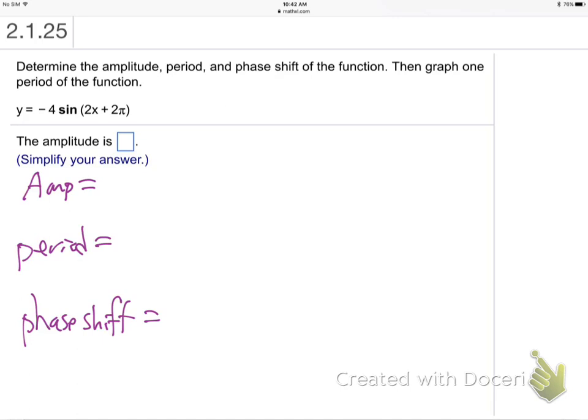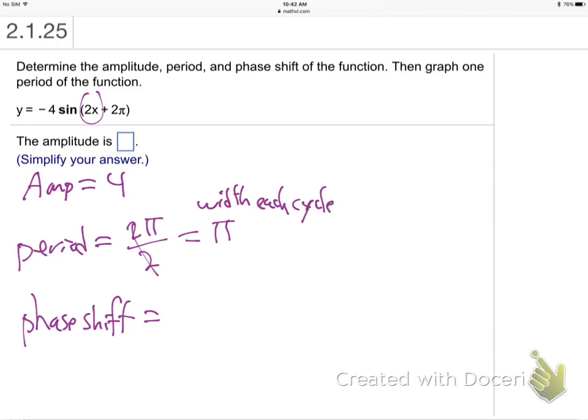All right, what's the amplitude? 4. Yeah, 4. You just give the positive versions. Period. So it's 2 pi over whatever's multiplied next to x, over 2. Yeah. Period's pi. That's the width of each cycle.